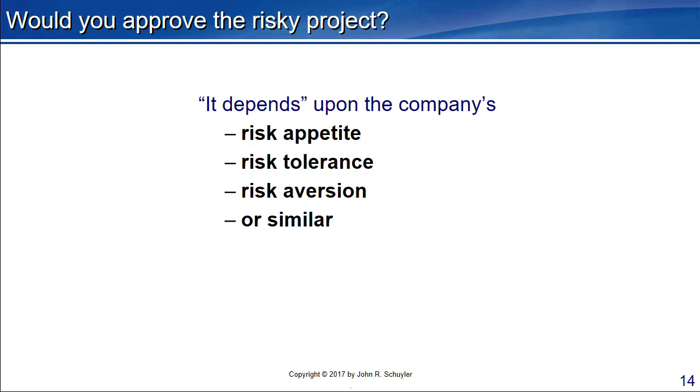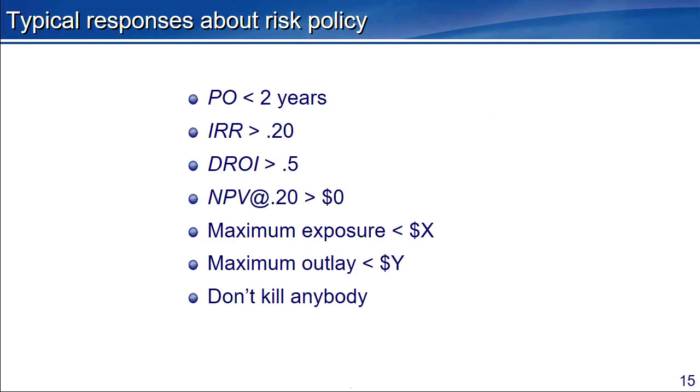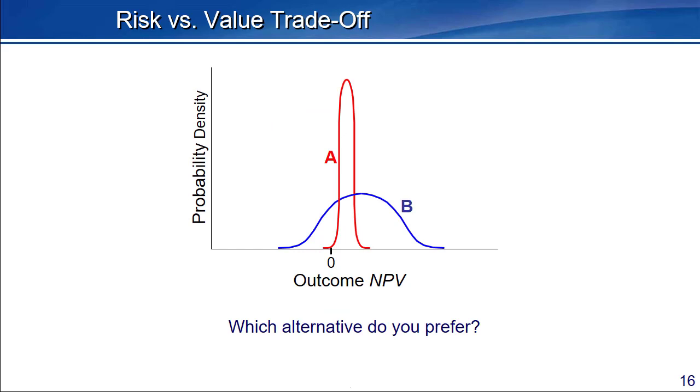I ask my public classes whether anyone knows his or her company's risk policy. Those participants who respond will mention one or several metrics or hurdles, such as payout less than 2 years, rate of return greater than 20%, discounted return on investment greater than 0.5, and others. None of these is adequate, individually or in combination. Risk policy is to guide in making risk versus value trade-offs.